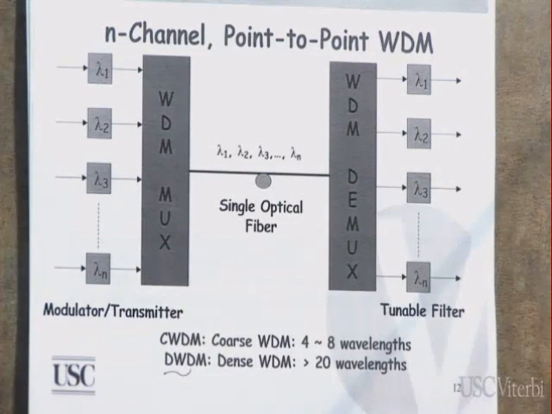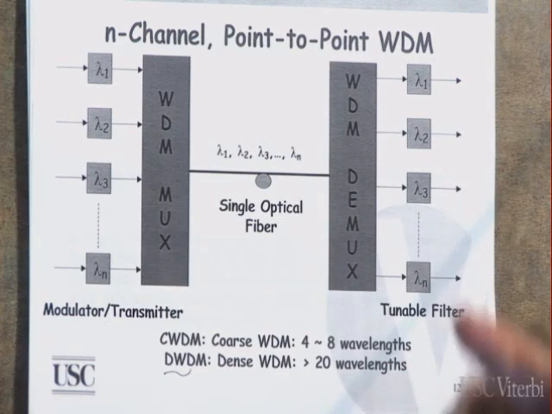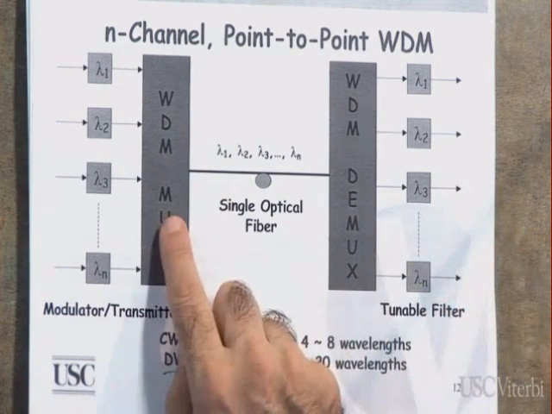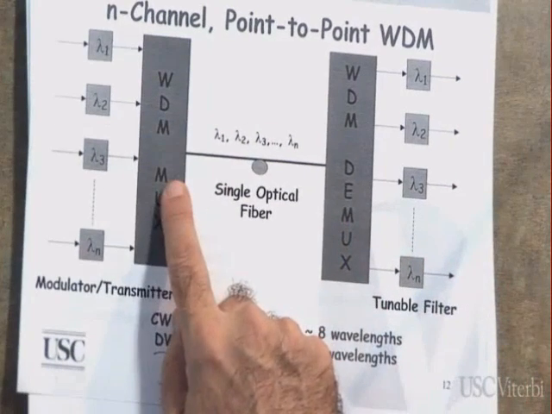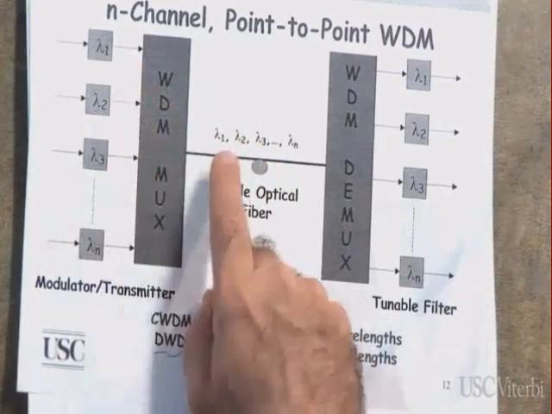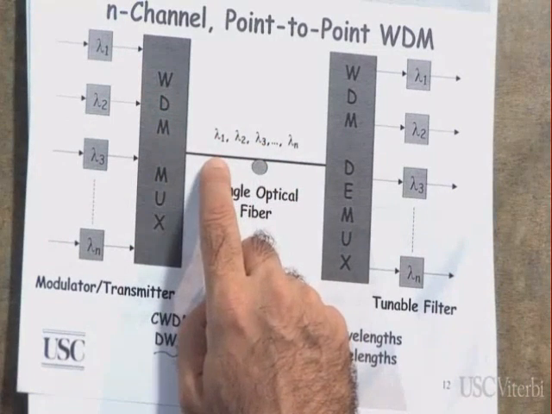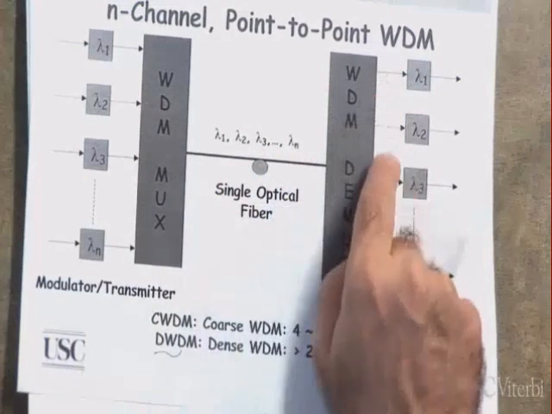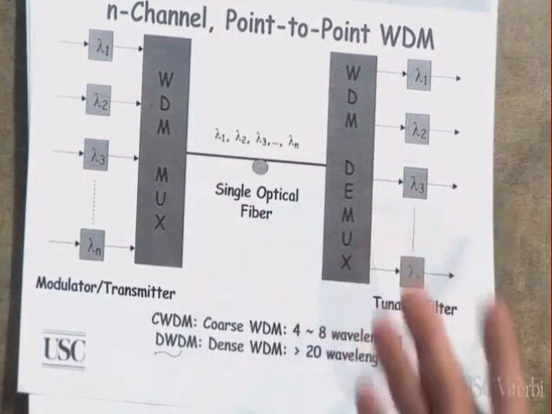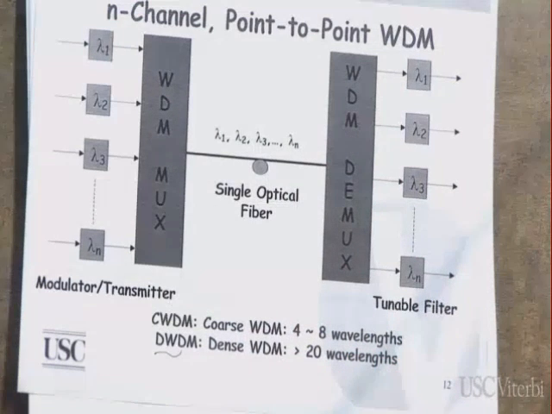Notice, by the way, just like any multiplexer, like a TDM or FDM, it comes in a pair. If this is a multiplexer, this is a demultiplexer. The multiplexer has N inputs and one output. Here the demultiplexer has one input and N outputs. Clear? So just like any other multiplexer, it comes in a pair.